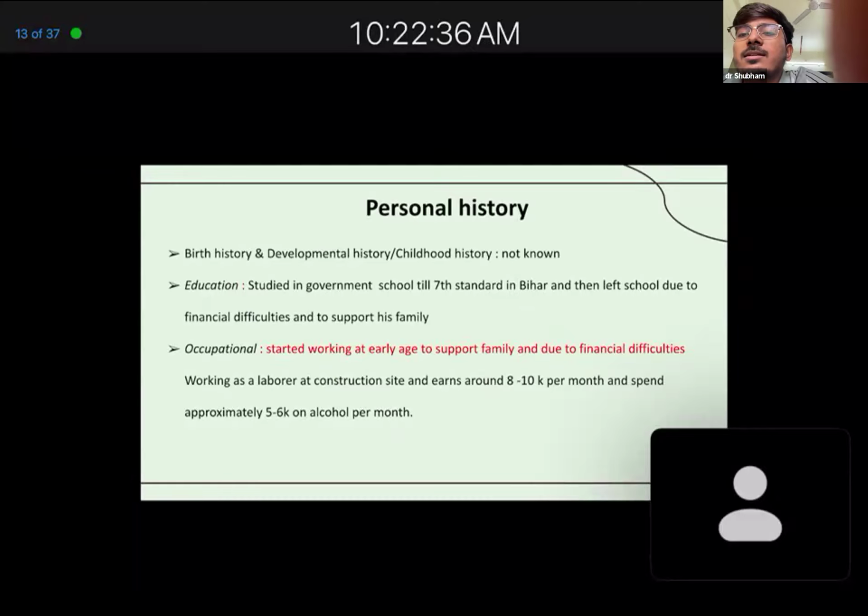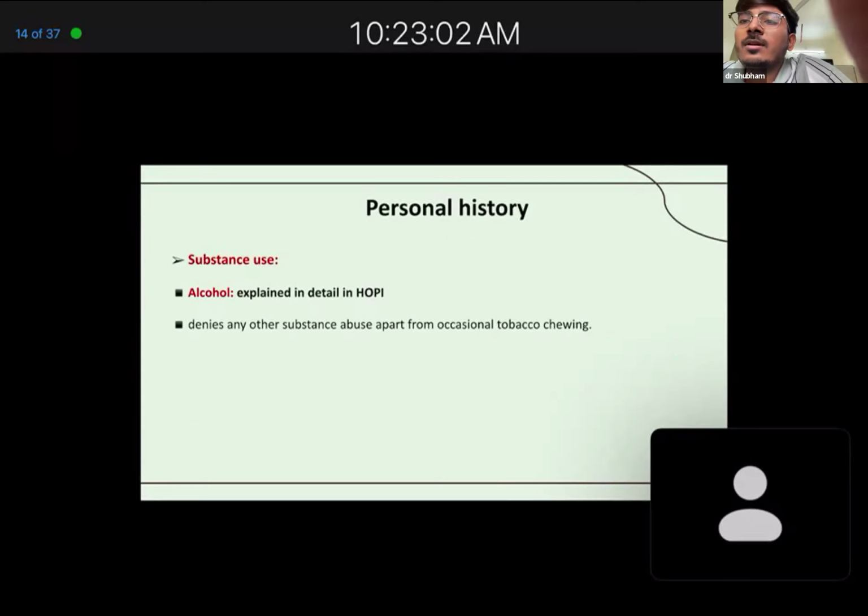In the personal history, the patient started working at an early age to support his family, and dropped out of school in the 7th standard and started working as a laborer at a construction site. Currently, he is working as a laborer at a construction site and earns around 8 to 10K per month, and spends approximately 5 to 6K on alcohol per month. In the personal history, substance use apart from alcohol, which I have explained earlier, the patient denies history of any other substance abuse apart from occasional tobacco chewing.